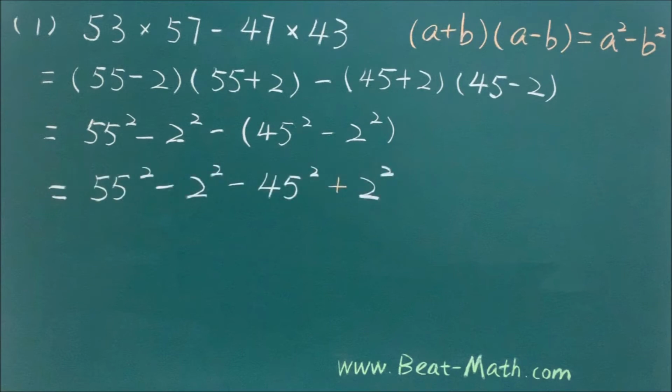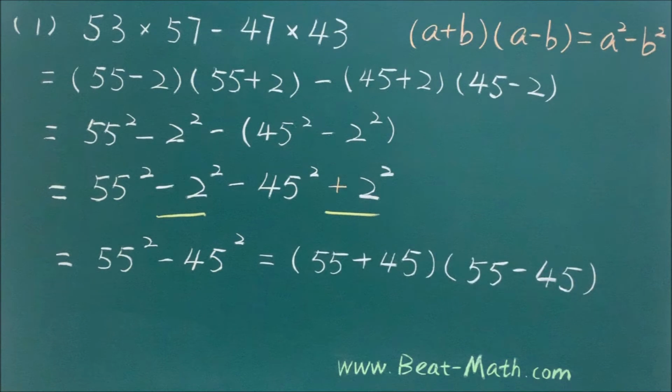Open the parentheses and change the sign and we get 55 squared minus 2 squared minus 45 squared plus 2 squared. Minus 2 squared plus 2 squared equals 0, so we get 55 squared minus 45 squared. Using the difference of squares formula again, we get (55 plus 45) times (55 minus 45). That's 100 times 10, so the answer is 1,000. You don't need a calculator, right?